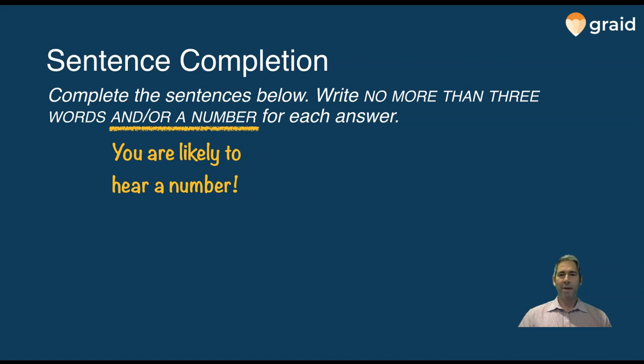Now, there's a lot of debate about the meaning of this. This is the easiest way to think about it. You could write 3 words, you could write 3 numbers, you could write 2 words and 1 number, but you can't write 3 words and 1 number. That would be 4 items. So the easiest way to think about it is just 3 of either, or a combination, 2 and 1, but not 4. So also this means that we are likely to hear a number.